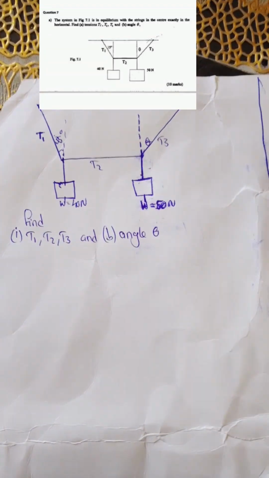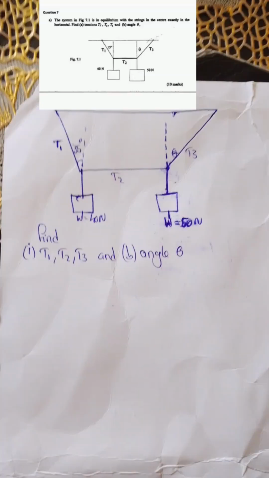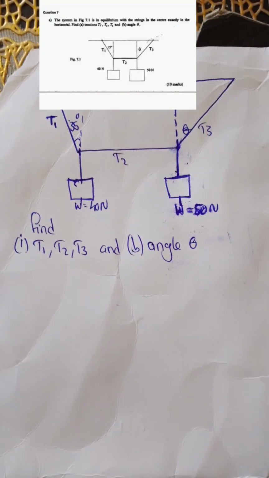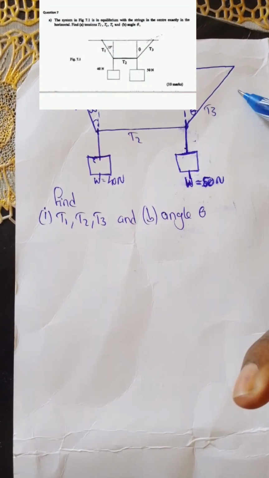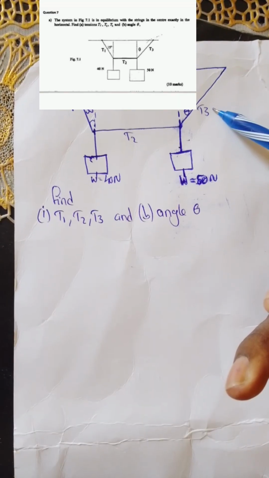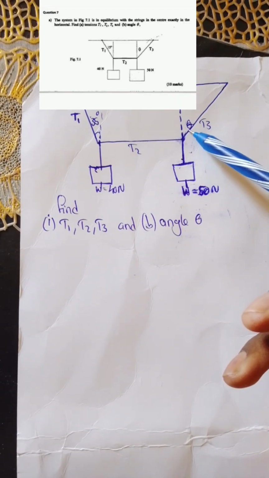Alright, so the question says that this object is in static equilibrium. Now they're asking us to find tension 1, tension 2, and tension 3. They're also asking us to find the angle theta.